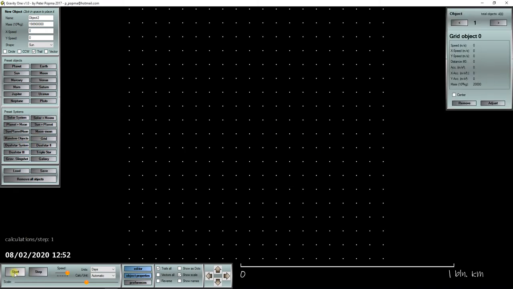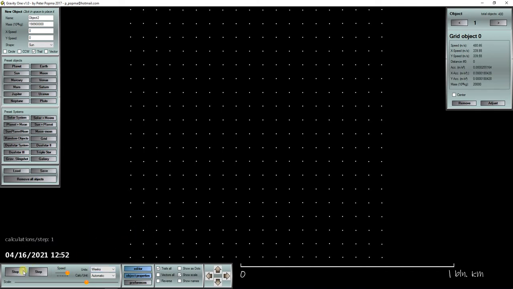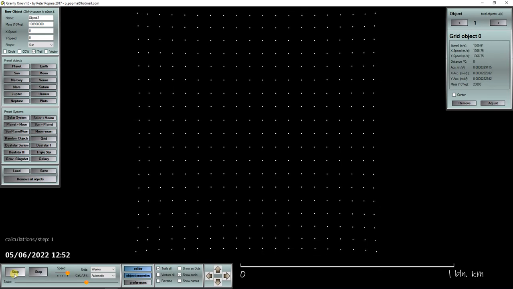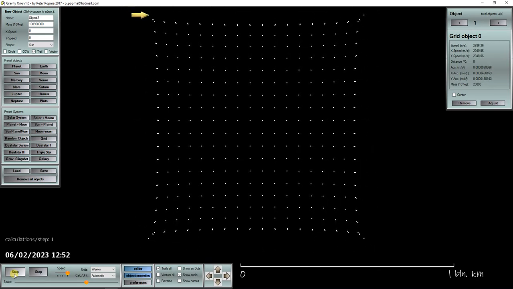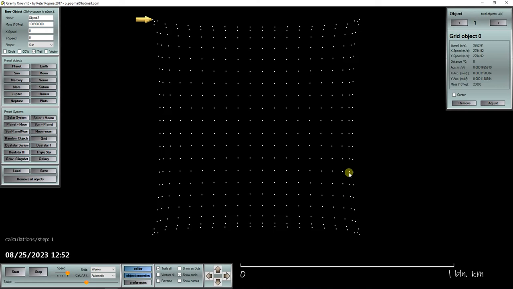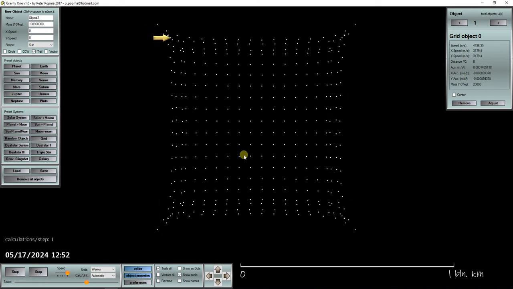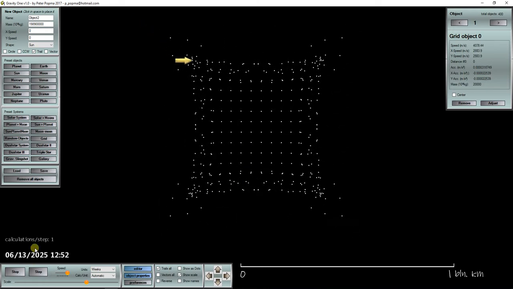Let's place a grid on the screen and see what happens when the force of gravity is acting upon it. Observe the curve that is created here. And these objects are more close to the center than these objects, and therefore they get more accelerated. Hence this very nice looking pattern.